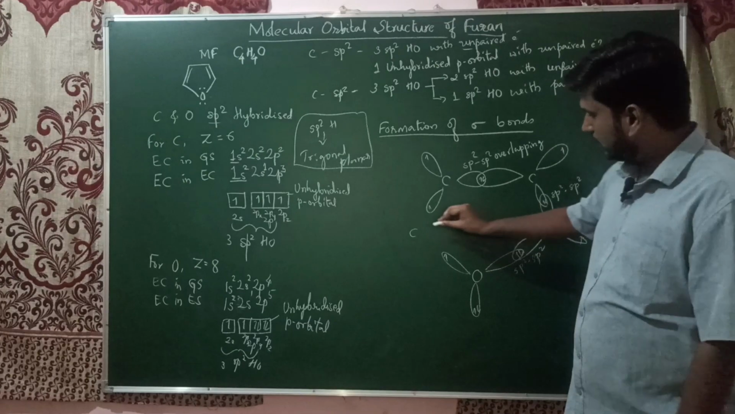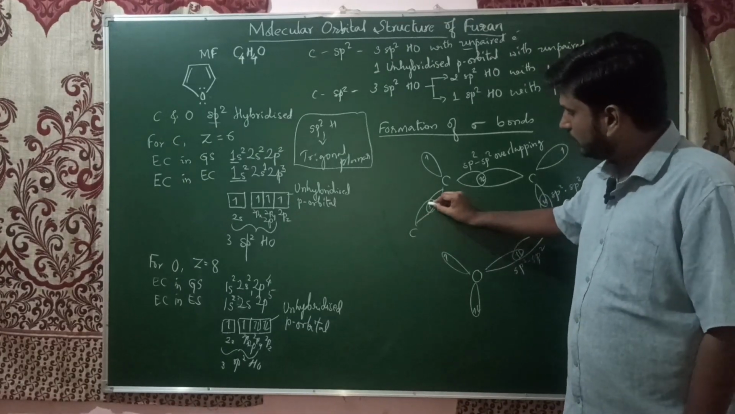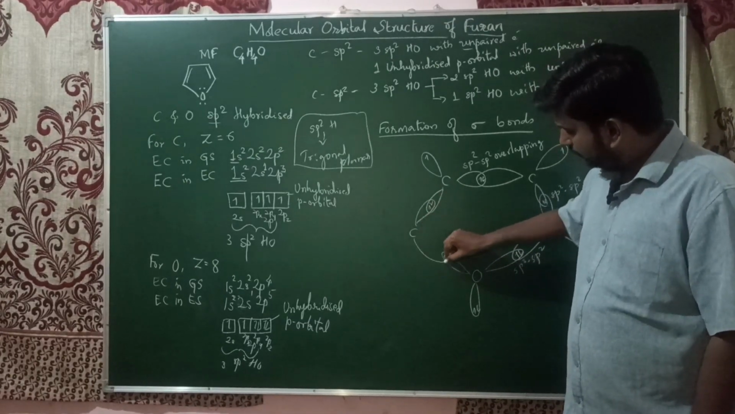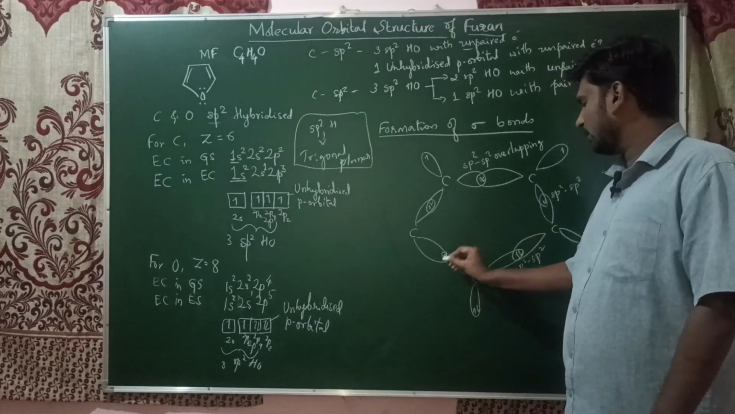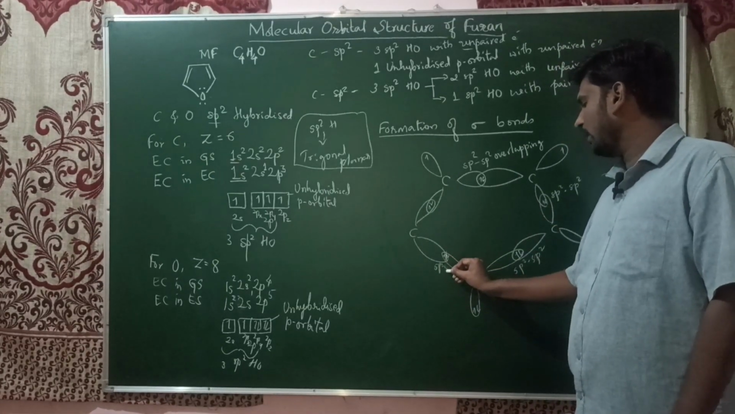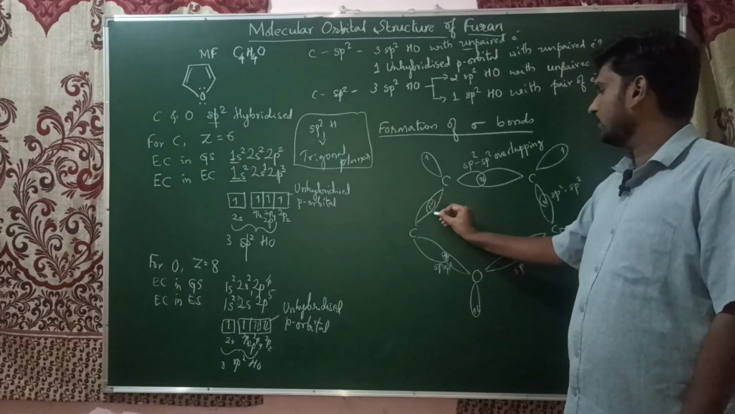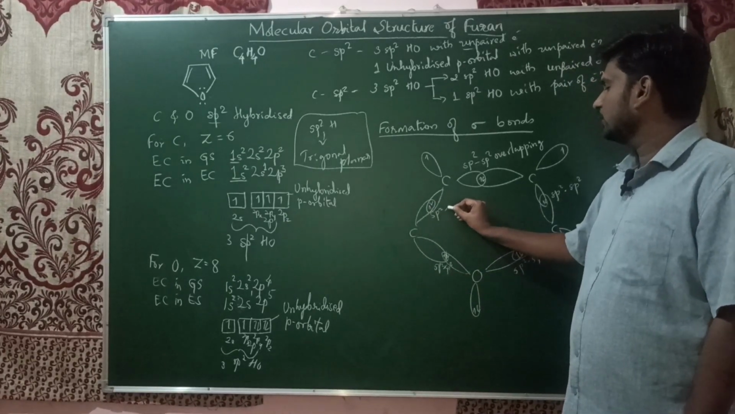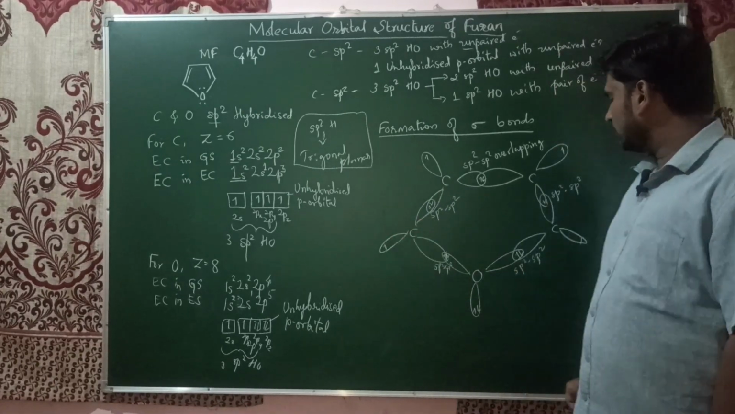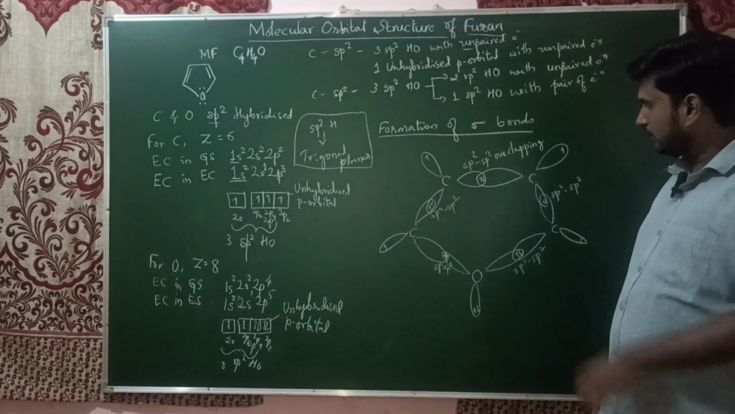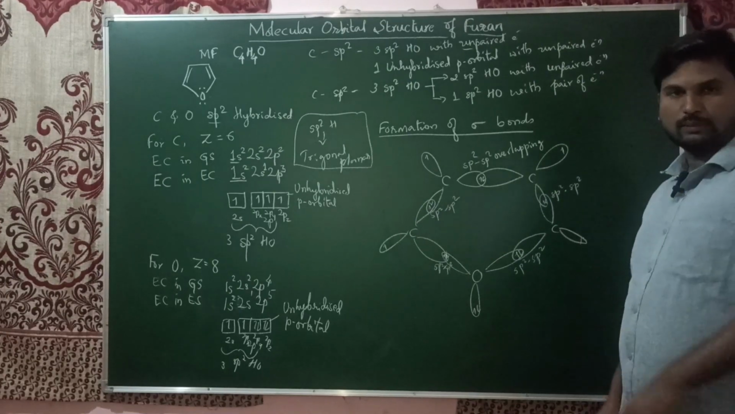The same thing here also: carbon-carbon sigma bond, and here carbon-oxygen sigma bond. This is also sp2 overlapping, then this one is also sp2 overlapping. This is how we can form the carbon-carbon sigma bonds and carbon-oxygen sigma bonds.